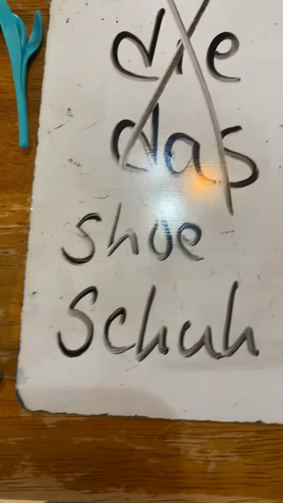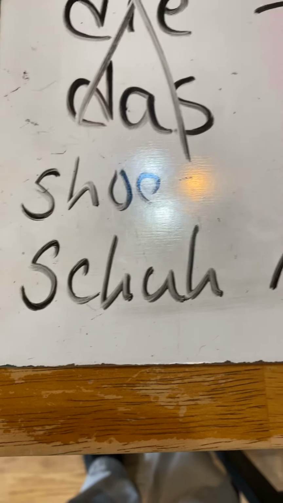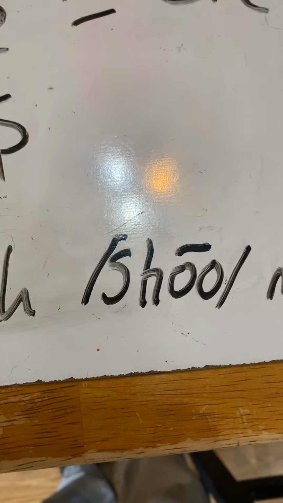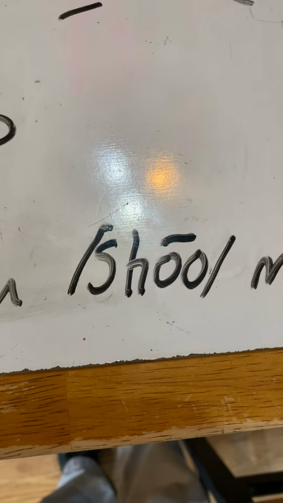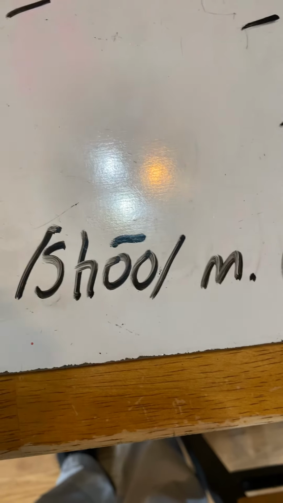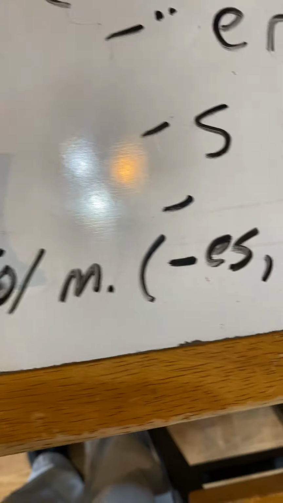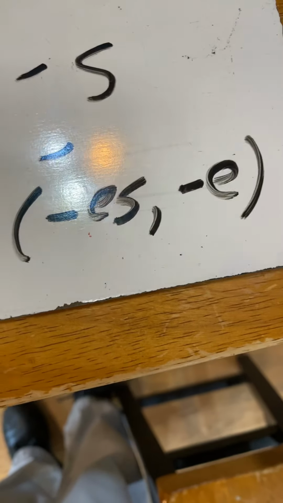So to find the plural of any noun, we're going to look in a dictionary. So I've got the word shoe, and if we look up shoe in the dictionary, we're going to see something like this. Shoe. That's the pronunciation. There's an M. The M stands for masculine because it's der Schuh. Then you're going to see this, ES with an E afterwards, this stuff in parentheses.